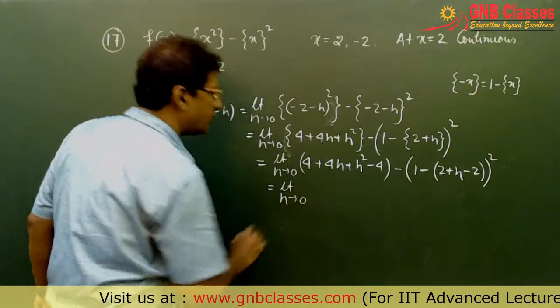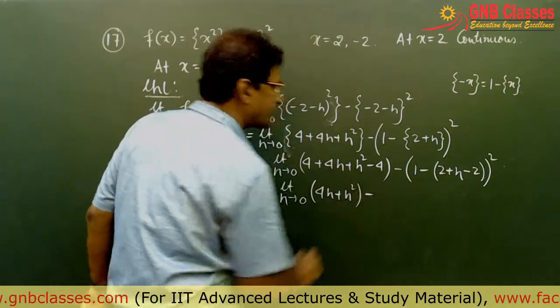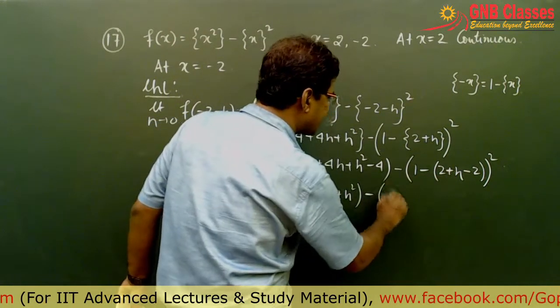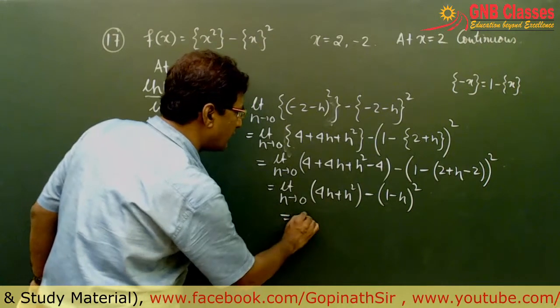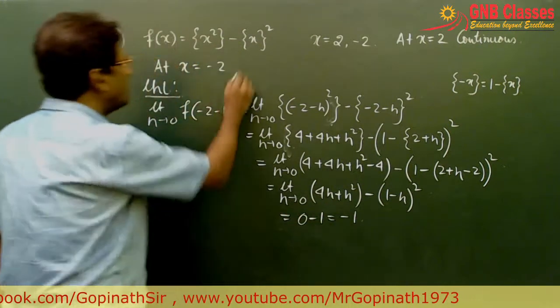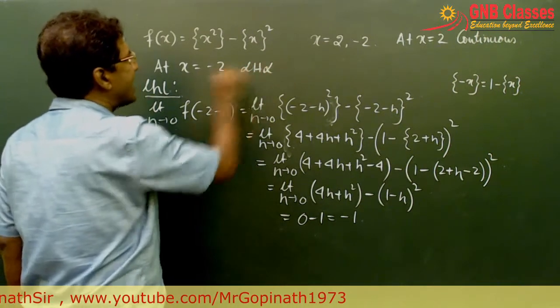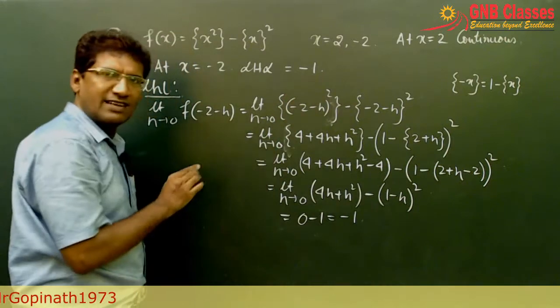So what we are getting ultimately? Limit h approaches 0, 4h plus h square minus, if I open the brackets, 1 minus h whole square. So what we are getting? It's 0, it's minus 1. So it's coming to minus 1. Therefore, the left hand limit at x equals minus 2 is minus 1. Is it clear to all of you?